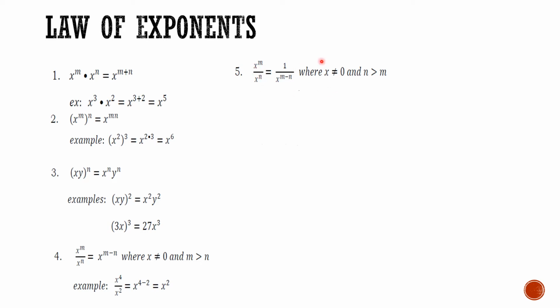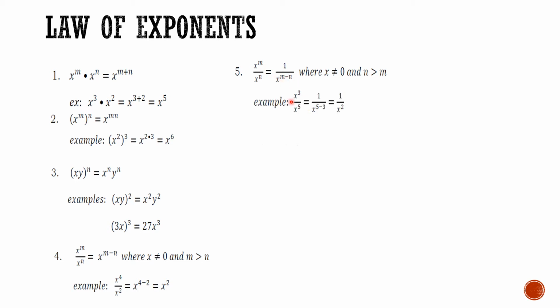In this case, if n is greater than m, if the exponent found in the denominator is greater than the value of the exponent found in the numerator, so all we need to do is to write this way. So 1 all over, copy the base, and then subtract the exponent. So the result here must be positive.